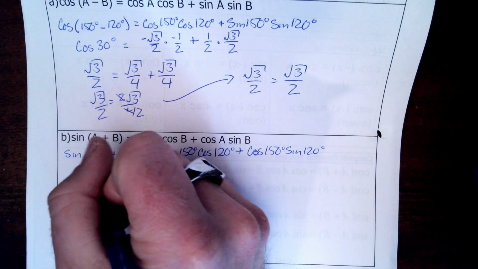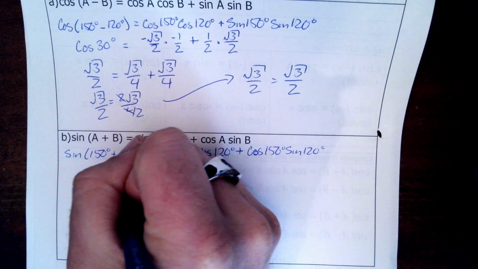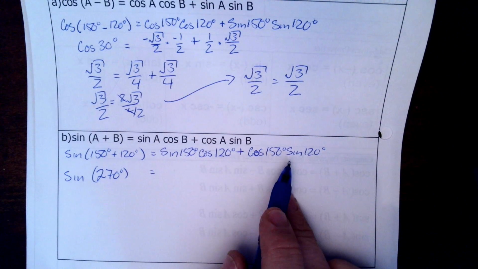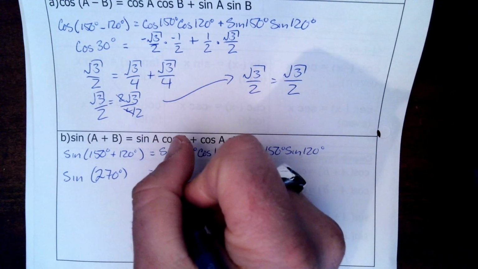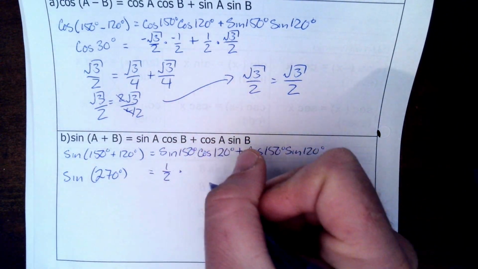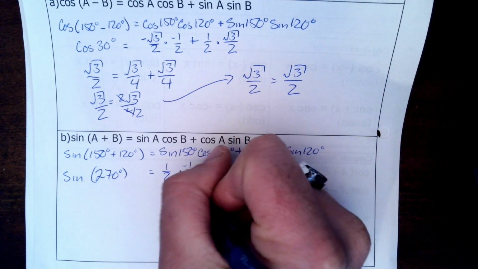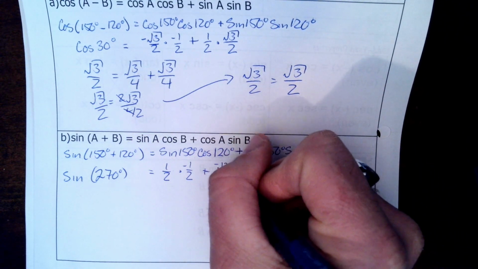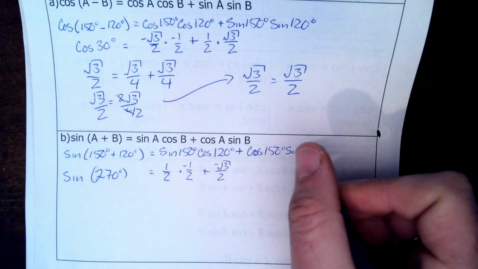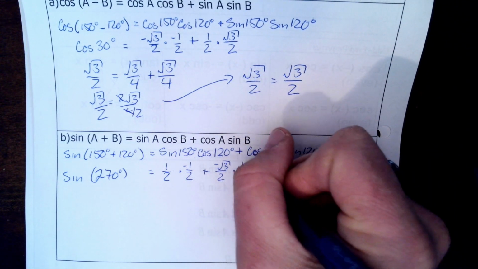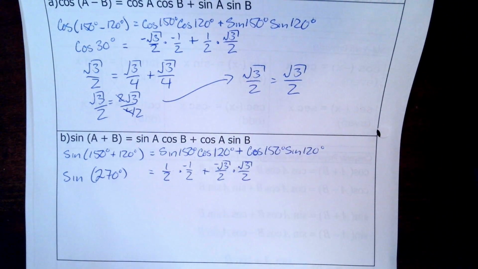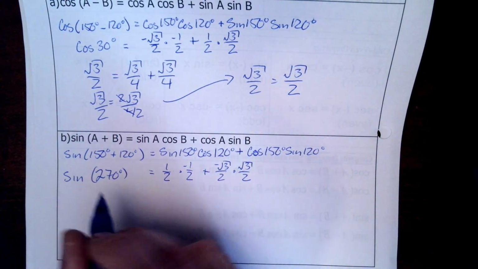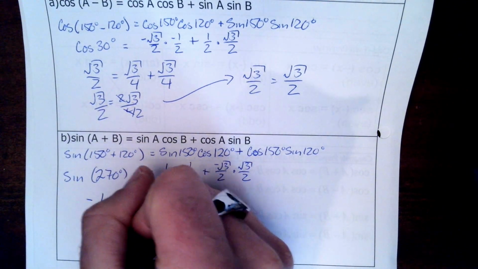Simplifying here, we get the sine of 270 degrees. If we go to the unit circle for these values, the sine of 150 is 1/2. The cosine of 120 is negative 1/2. The cosine of 150 is negative root 3 over 2. And the sine of 120 is positive root 3 over 2. Going back to the unit circle again, the sine of 270 is negative 1.